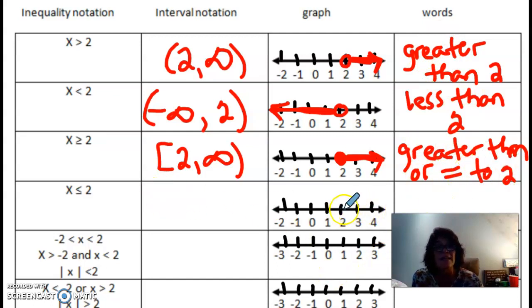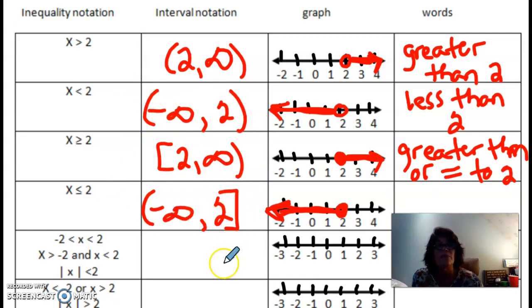And same here, less than or equal to 2. So I'm going to have a shaded in circle. And to show that with interval notation, we're still starting at negative infinity, but this time we're going up to 2 and we include 2.